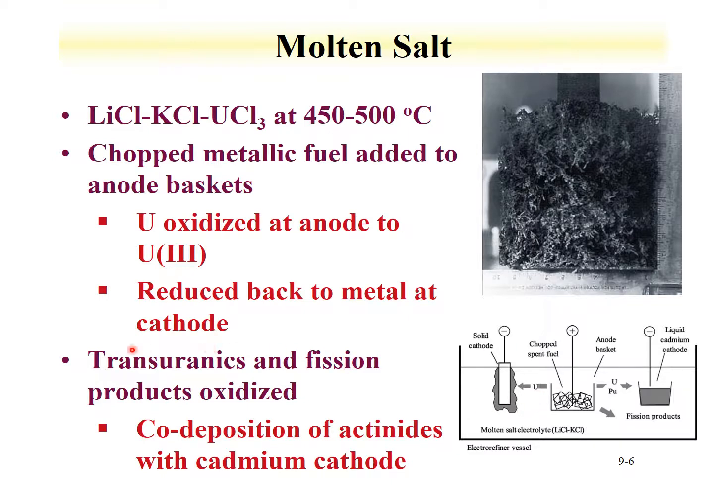The transuranics and fission products get oxidized, so uranium will travel out, and you can reduce it back to the metal. The fission products can travel to a liquid cadmium cathode and get deposited there. So one can achieve a separation of products with metallic fuel and again produce this uranium metal on the cathode.